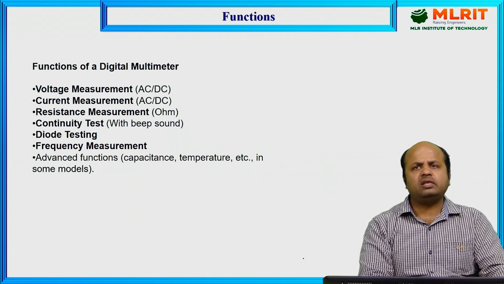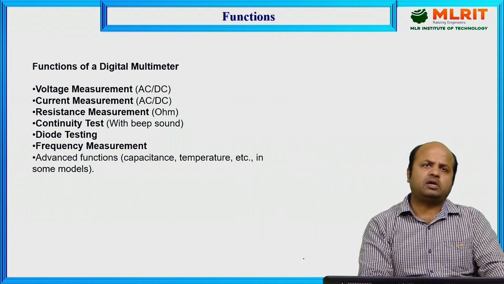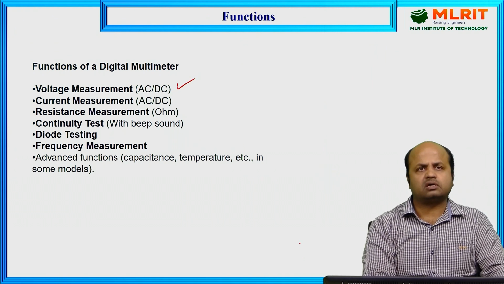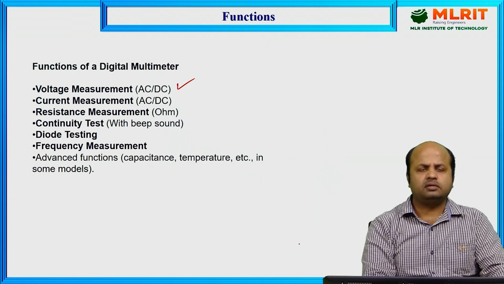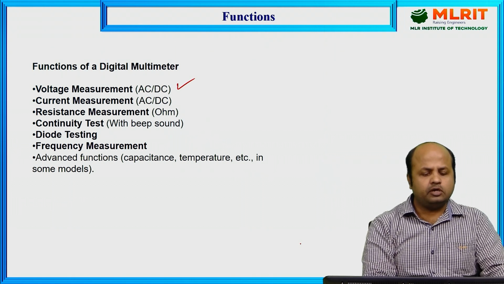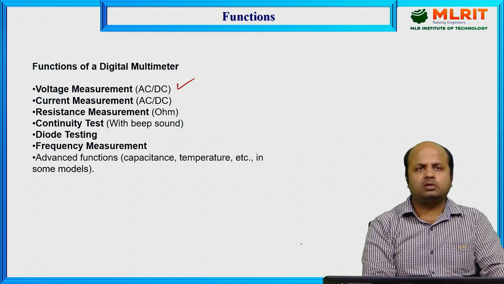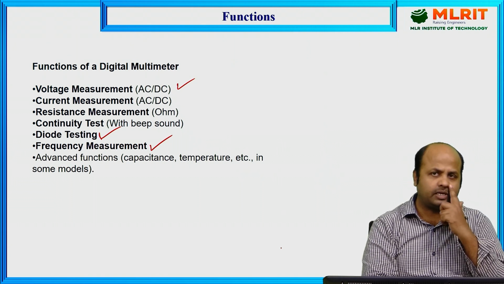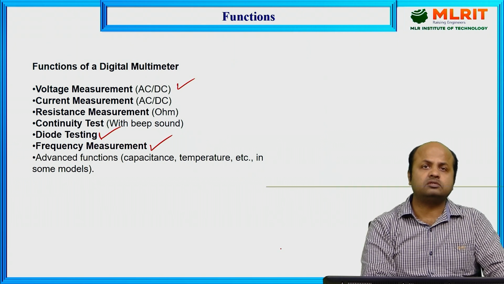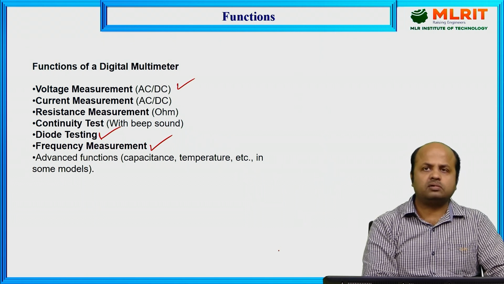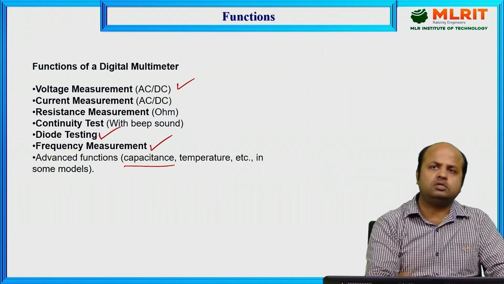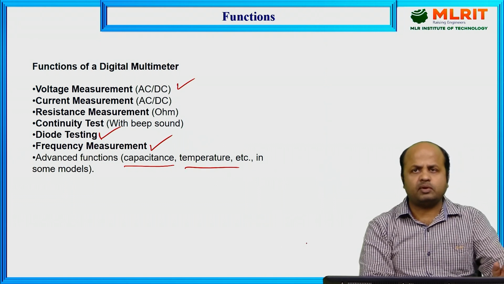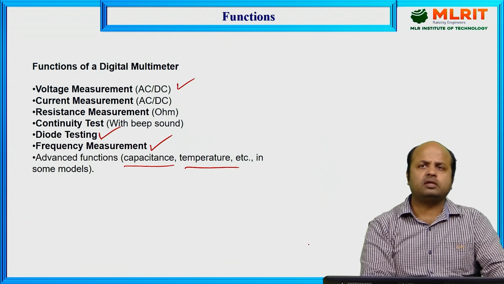What is the function? Basically, I told that a digital multimeter can measure the voltage, AC or DC. Then it can measure the current in a circuit, which may be AC or DC. Resistance measurement, continuity test measurement with beep sound, and diode testing mode. Frequency measurement: some of the advanced digital multimeters are used to measure the frequency of a signal also. Some other features are that it can also be used to measure the capacitance of a capacitor, temperature, etc. So these are some of the important features of a digital multimeter.